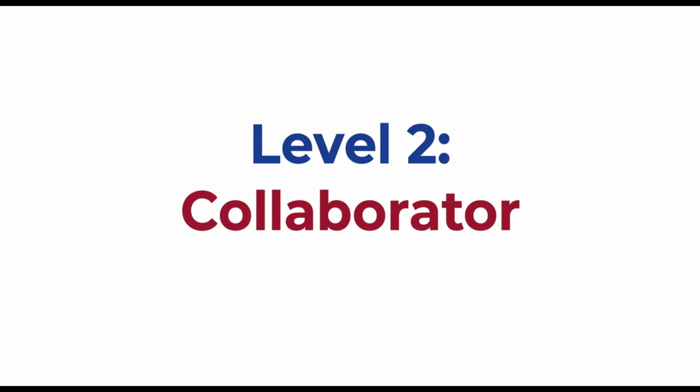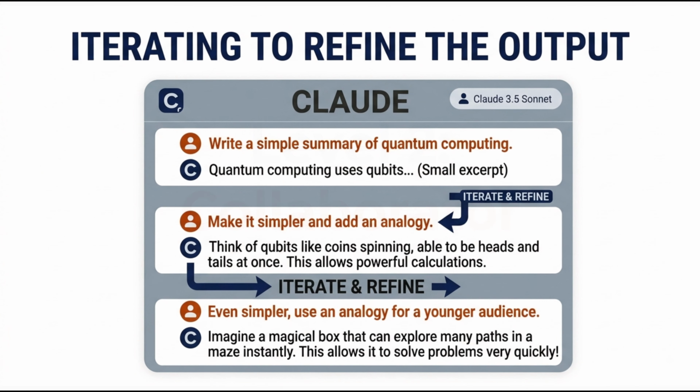Level 2, the Conversational Collaborator. Level 2 is the first real upgrade. You stay in one thread and actually iterate. Make that shorter. Too formal, try again. Combine the first and third option.